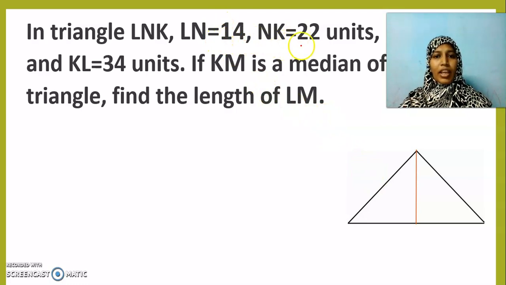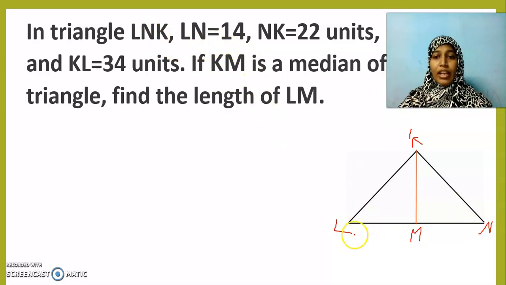Okay, LN is equal to 14, NK is 22, KL is 34, if KM is the median of the triangle. KM is the median. So surely this is going to be the median, KM. Where are L and N? L, N, K is the triangle, KM is the median. It means M is the midpoint of LN. That you should understand. Then now write all the measurements.